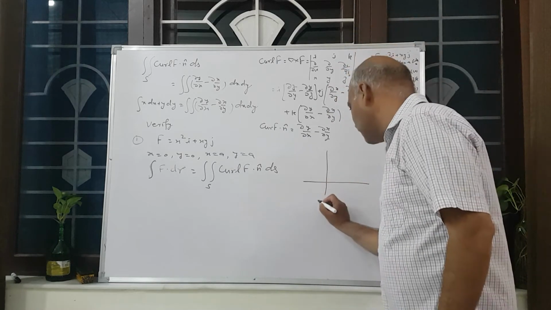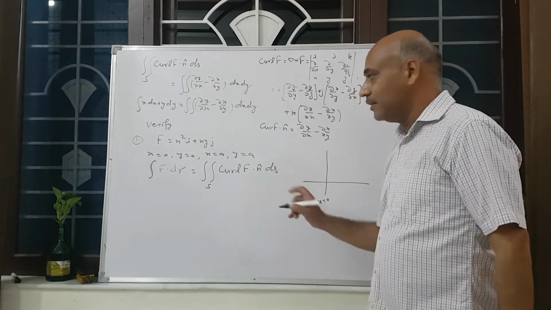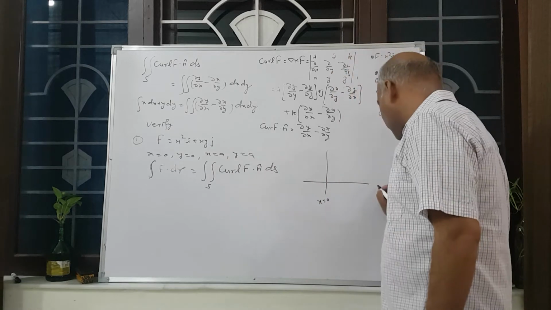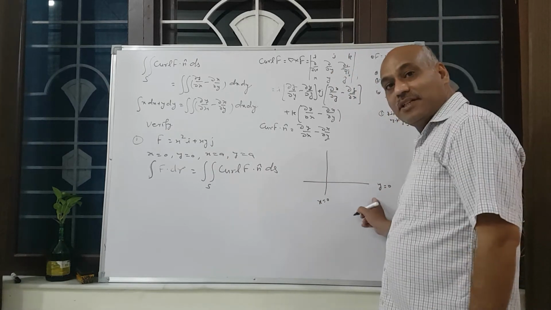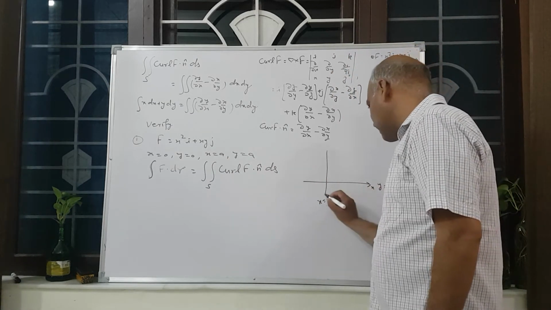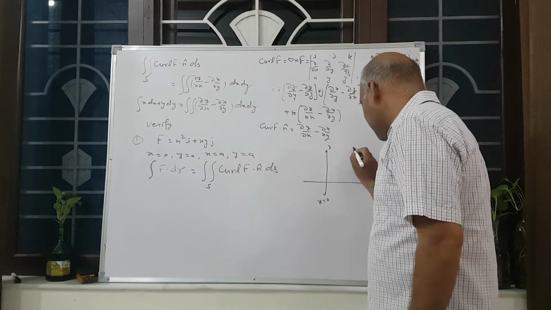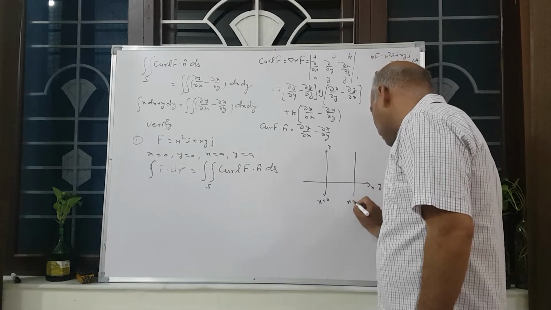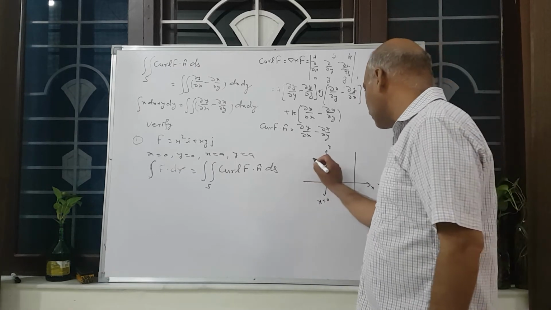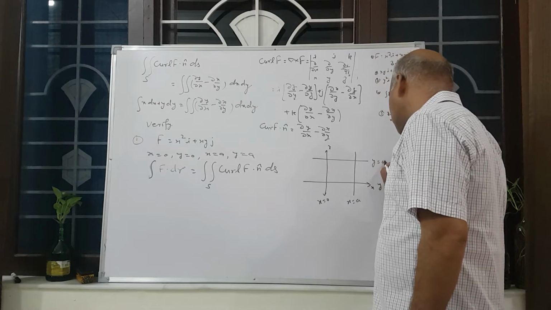X is equal to 0. Y axis, y is equal to 0. This is the x axis. This is the y axis. What is x is equal to a? This one. X is equal to a, and y is equal to a. This is y is equal to a.